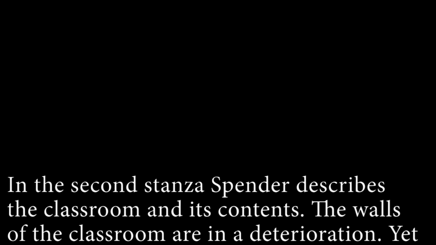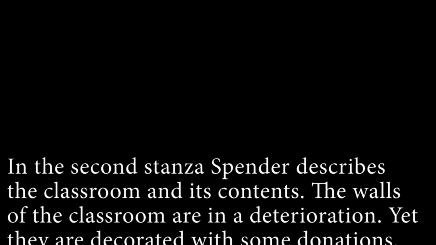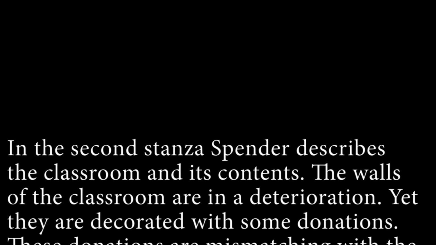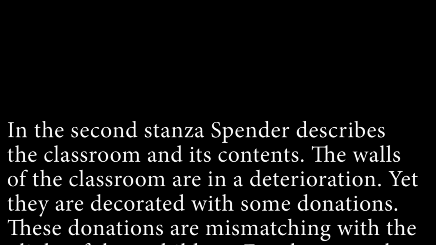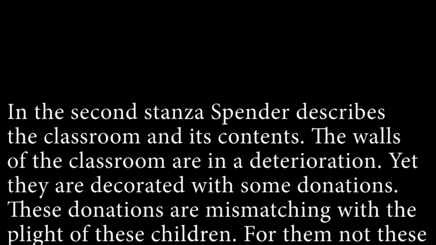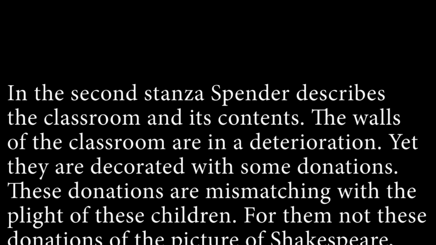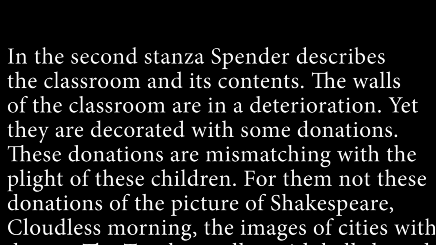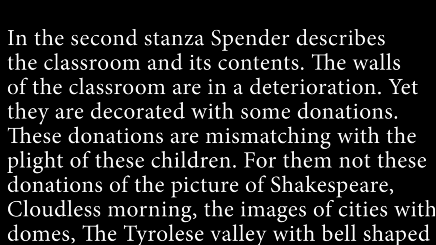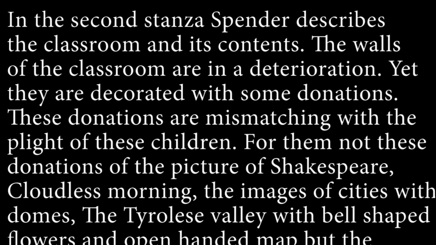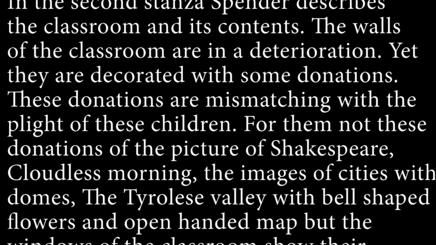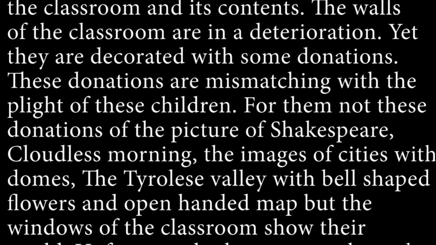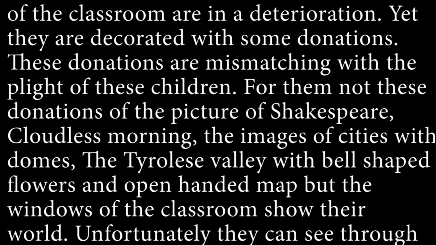Now, let us check the general analysis of the second stanza. In the second stanza, Spender describes the classroom and its contents. The walls of the classroom are in deterioration. Deterioration means in a bad condition. Yet, they are decorated with some donations. These donations are mismatching with the plight of these children. Plight here means the fate, the sad fate.